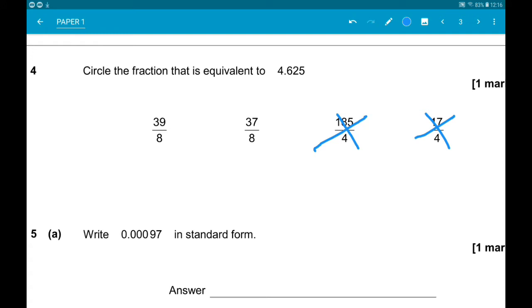Now, 39 divided by 8 is 4 remainder 7. So that's incredibly close to 5, so it can't be this guy. So it must be this chap. You could also prove it using the old bus stop method if you want to practice.